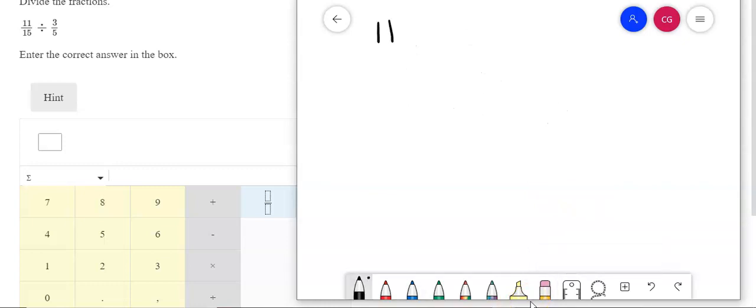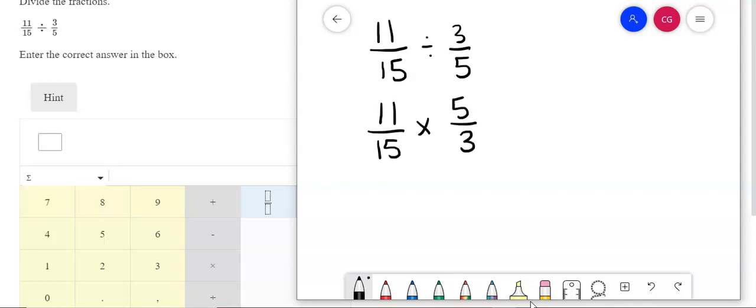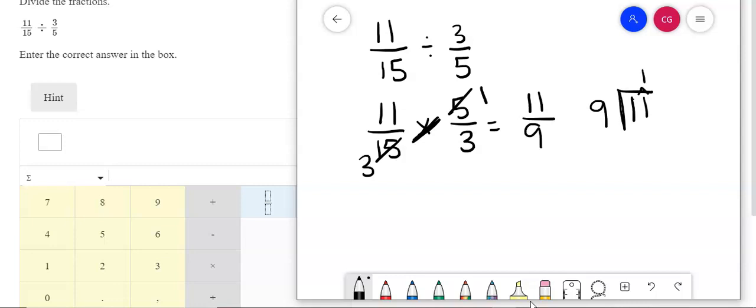I have 11/15 divided by 3/5. 11/15 comes straight down. Division changes to multiplication, then we flip. Cross canceling, we can't do anything with the 11 and the 3. With the 5 and the 15, 5 goes into 5 once. 5 goes into 15 3 times. 11 times 1 is 11. 3 times 3 is 9. Some of you can probably do this without dividing, but I'm going to show dividing for those of you that need it. 9 goes into 11 once because 1 times 9 is 9. 11 minus 9 is 2, so I get 1 and 2 ninths.